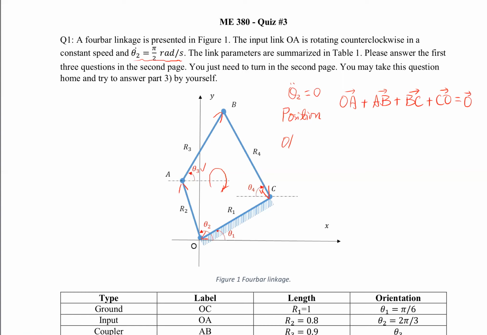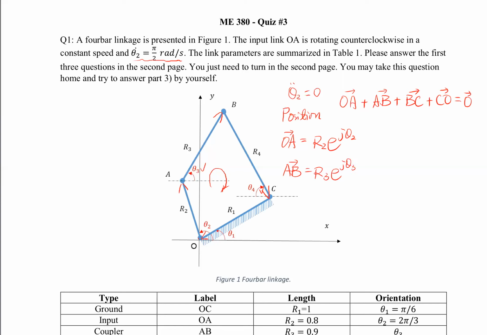So your OA, in this case, starts from point O. O is the starting point, and your angle theta 2 is defined around point O. So everything is simple, you just directly use theta 2. And then you have your AB vector, the same thing. This vector starts at point A, so your angle is defined at point A. We can directly use the angle theta 3 over there.